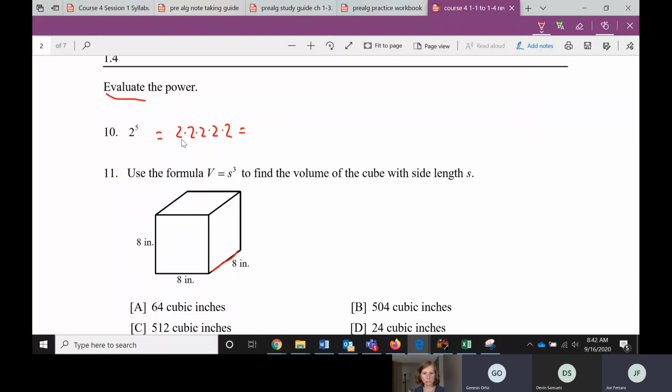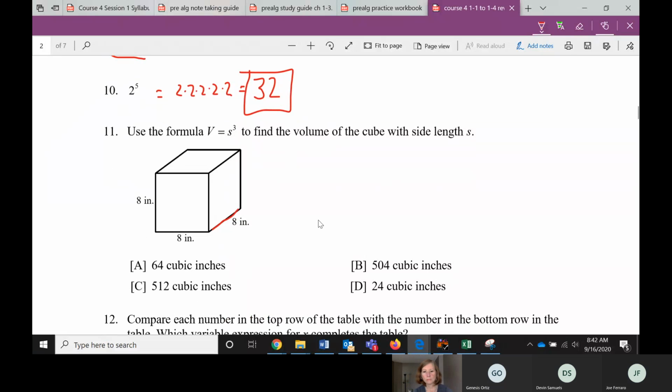But otherwise, this one is 2 times 2 is 4, times 2 is 8, times 2 is 16, times 2 is 32. Again, no multiple choice on this one, so if you get a problem like this, just write it down, put a box on it.